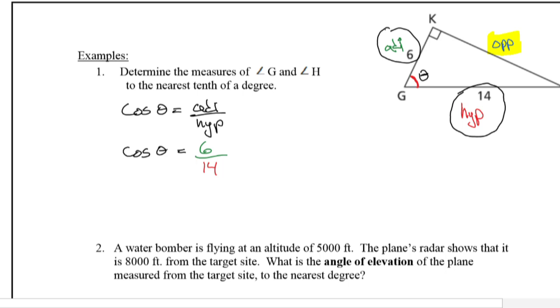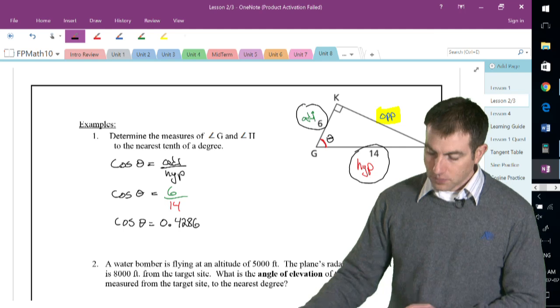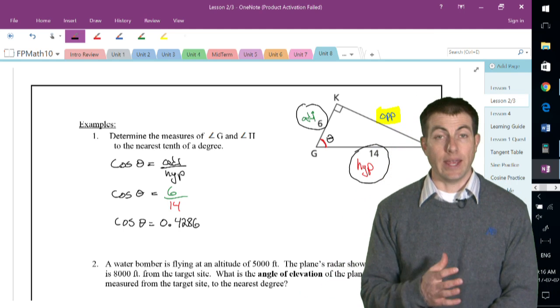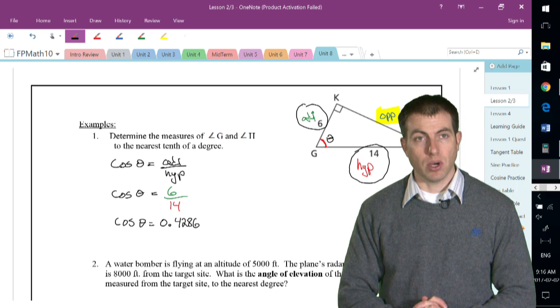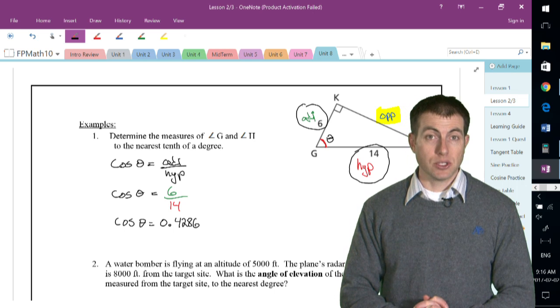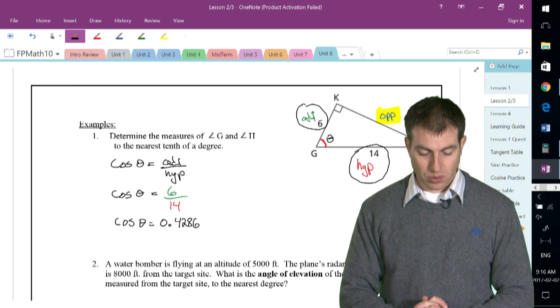Now, 6 divided by 14 is going to give me a decimal. 0.4286. All right, so I'm just going to pause here for a second. I found the cosine of that angle. And really all the cosine is just a ratio of two sides, the adjacent and the hypotenuse. Now I found the ratio of those sides, and it's 0.4286.